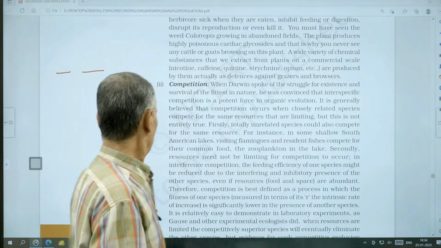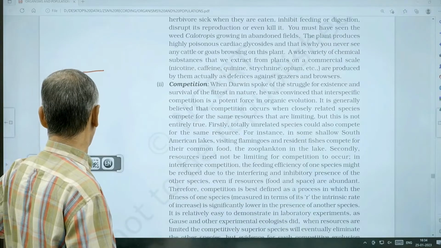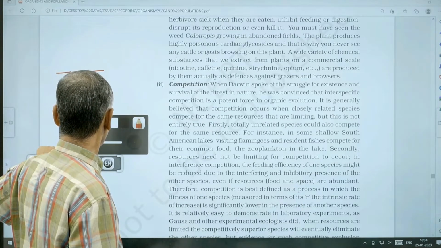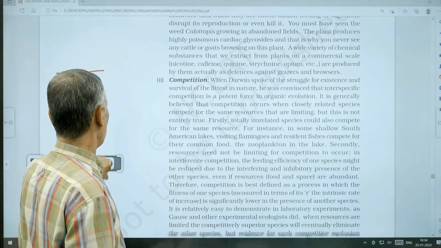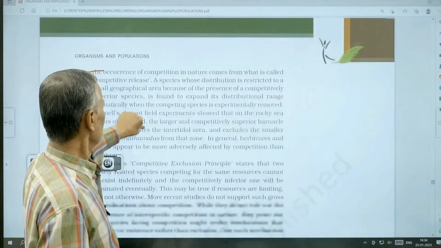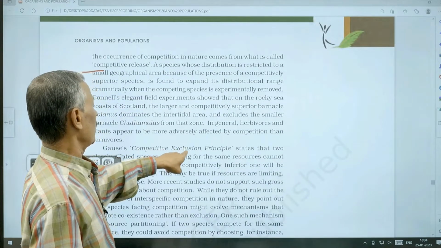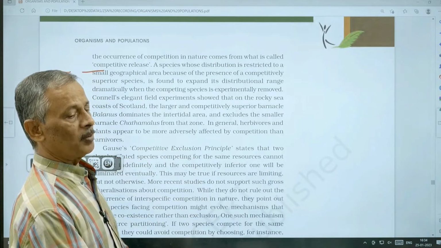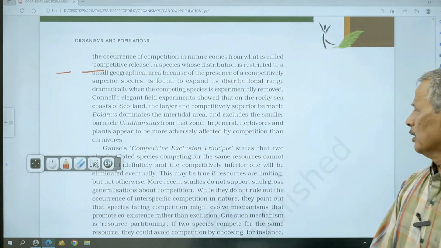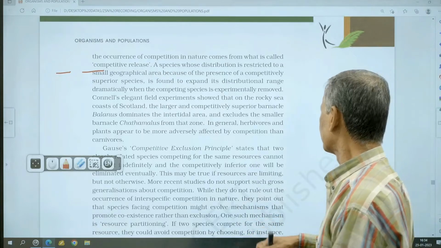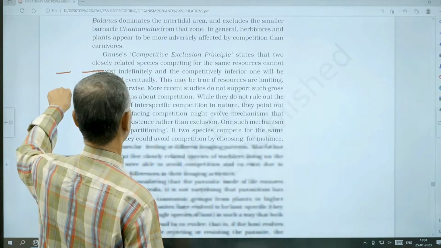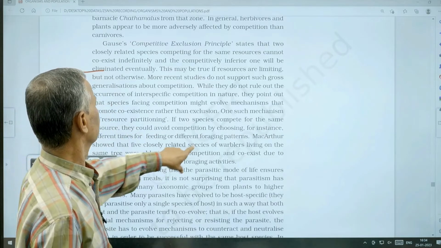But that need not always be true for all populations. If resources are abundant, the competitive exclusion principle may not be working. That was proved by the works of Robert MacArthur.